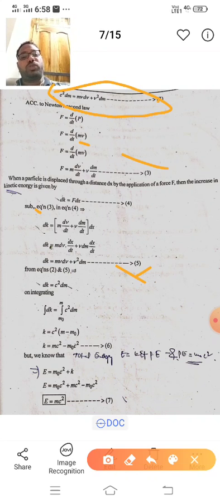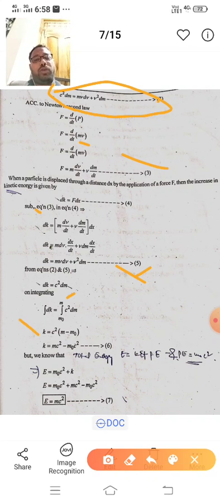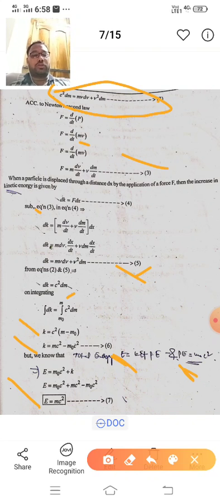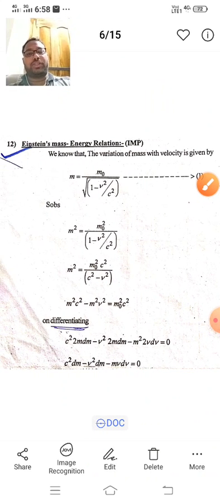So equalizing these second and fifth equations, we can get dK equals c square into dm. On integrating on both sides, integral of dK equals integral of c square dm. Then K equals c square into (m minus m naught), that equals mc square minus m naught c square. But potential energy is nothing but m naught c square. So substituting these two equations in total energy, E equals K plus P, we got E equals mc square. This is the Einstein mass energy relation.